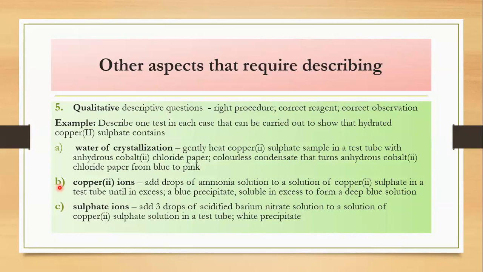I have put there a semicolon to pause to see, yes, do I have the procedure? It is there. Do I have the reagent? It is there. So I can now go forward and write my observation. A blue precipitate soluble in excess to form a deep blue solution. I wrote it that way to bring out all the different aspects when you're describing these qualitative tests. But you can have one statement and it can bring out all those aspects. Simply check for the procedure, the reagents, and then the correct observations.